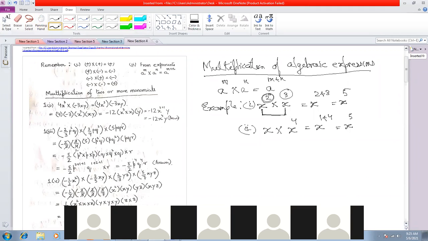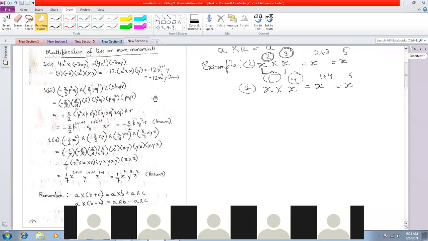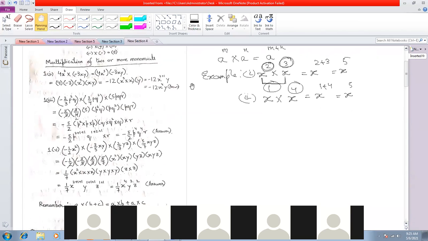Here I have taken only non-negative powers, 2 and 3. I've taken 1 and 4, isn't it? But powers can be fractional also. But here you will not come across fractional power. When we'll be discussing exponents, then we'll be dealing with fractional powers. Okay, so for the time being, we discuss this.